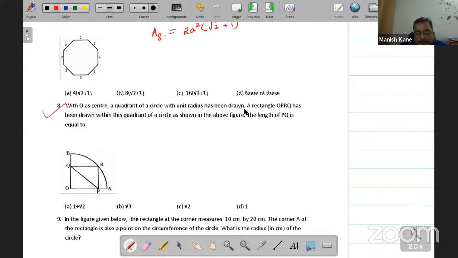Yeah, very good, Yash. Absolutely. So Yash has got the right answer. So what is your approach, Yash? How did you approach it? Two properties that you require. Property number 1, the first property that you require is that the two diagonals of a rectangle are equal.